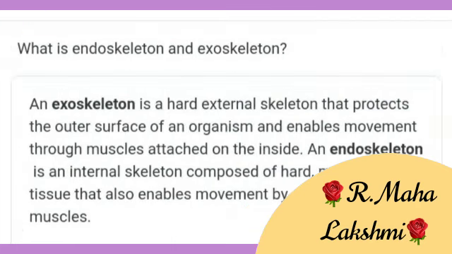What is endoskeleton and exoskeleton? An exoskeleton is a hard external skeleton that covers the outer surface of an organism and enables movement through muscles attached on the inside. An endoskeleton is an internal skeleton composed of hard mineralized tissue that also enables movement by attachment to muscles.